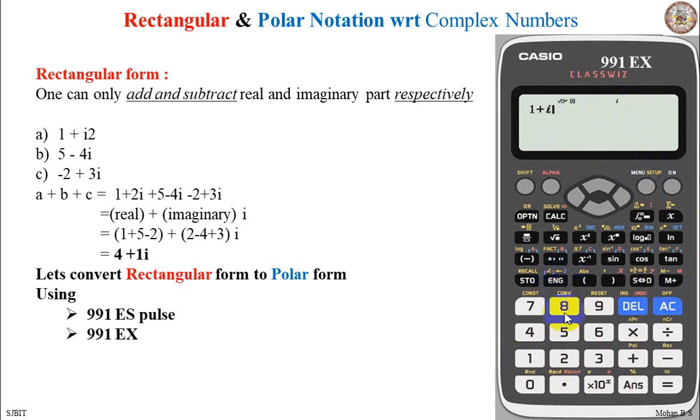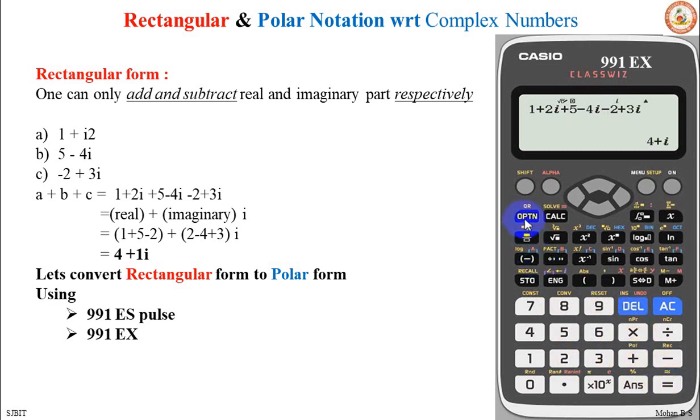So again, i is associated with ENG. Just showing you the syntax, it's the same in this calculator or any calculator, that is a plus bi. So go on, type 1 plus 2i plus 5 minus 4i minus 2 plus 3i. You get 4 plus i.